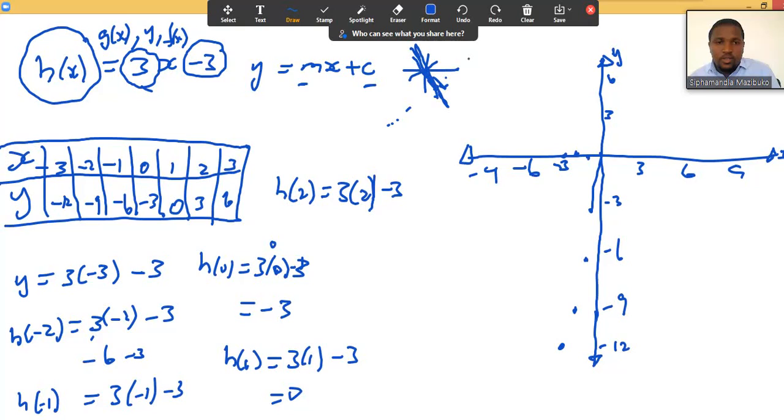Let's say we have 0 is to minus 3. We have 1, let's say our 1 is here. We have 1 is to 0, that should be here, and we have 2, maybe our 2 should be here, 2 is to 3, and we have 3 is to 6. You can see our graph looks like this one here.